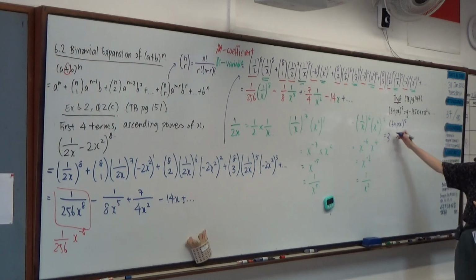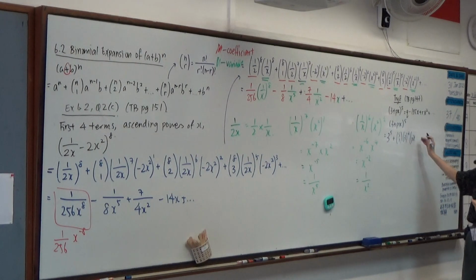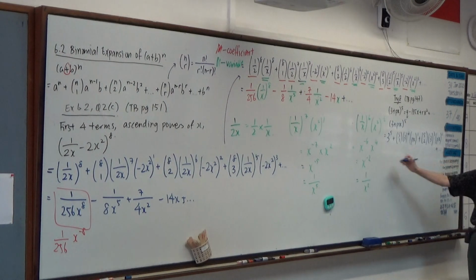I will get 3 to the power of 5 first, plus 5 choose 1, 3 to the power of 4, px to the power of 1, plus 5 choose 2, 3 to the power of 3, px squared. I only have to find the first 3 terms because the question has only given us 3 terms. No need for us to do more. So plus dot dot dot.